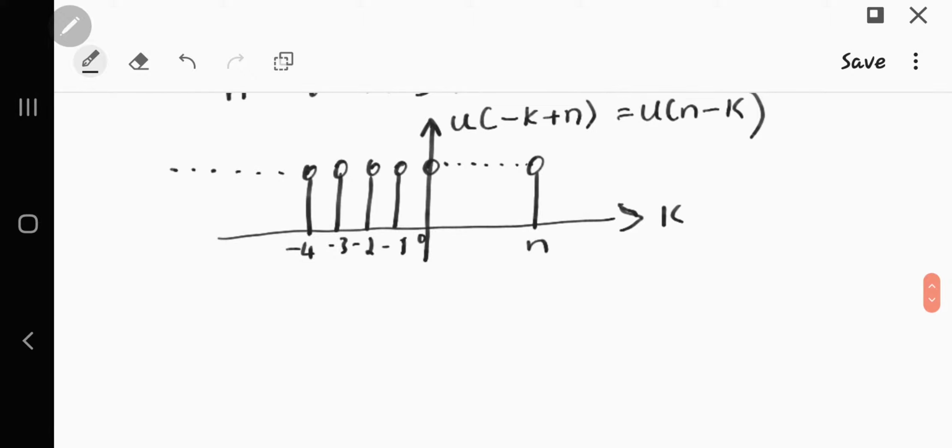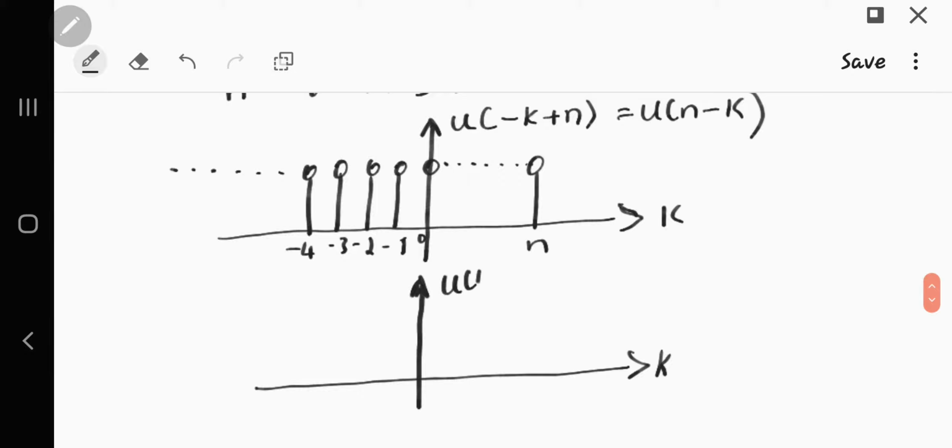And for convenience, I am just writing u[k] once again here. I want to get the limit, so it will be easier if they are side by side or one below the other. So u[k] will be 1 for values of k which are greater than or equal to 0, and it is 0 for values of k which are less than 0.